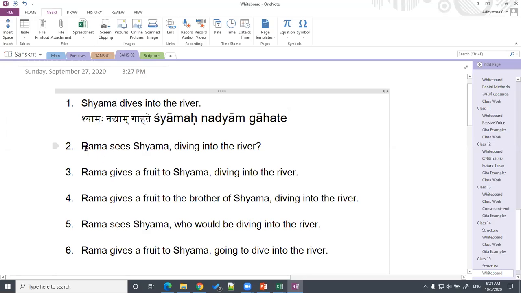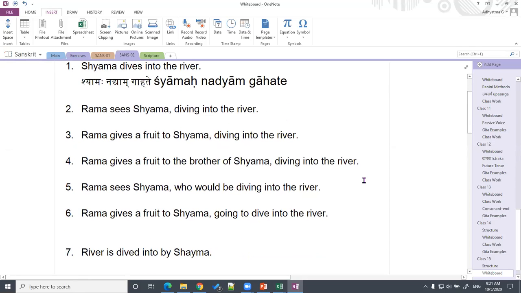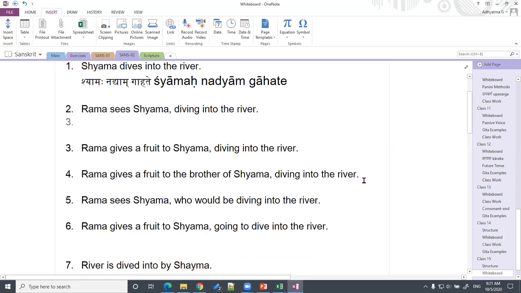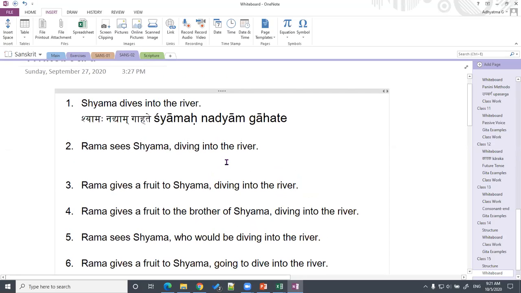So now you see this sentence. Shyama is diving into the river and Rama sees him. It's not a question mark, it's an actual full stop. So Rama sees Shyama diving into the river. Here you can see, because diving is happening at the time when Rama is seeing, it becomes a present participle.